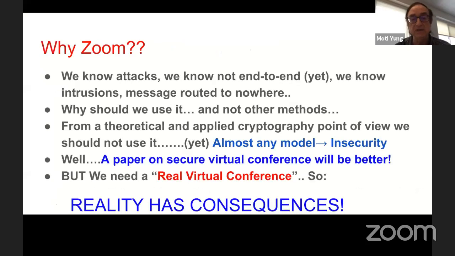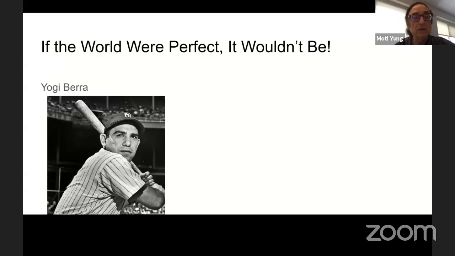Don't we know better? I mean, Zoom is known to have many security problems. Almost by any model that you wish, it has insecurity. Probably a paper on secure virtual conference will be much better than Zoom from the security point of view and privacy point of view. But our problem is that we don't need a virtual conference, we need a real virtual conference. So reality has consequences. To quote Yogi Berra, if the world were perfect, it wouldn't be.